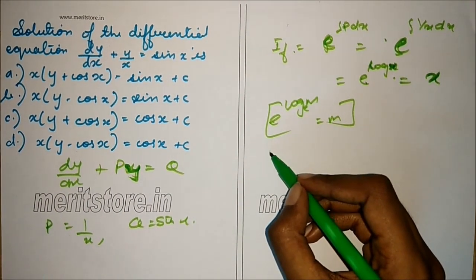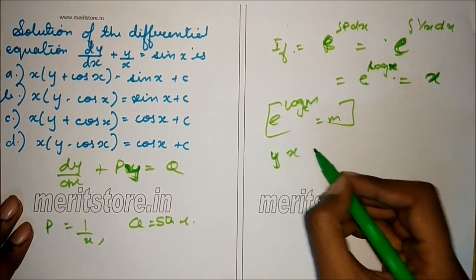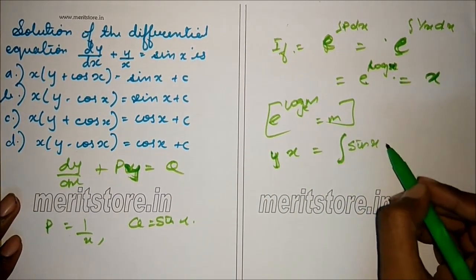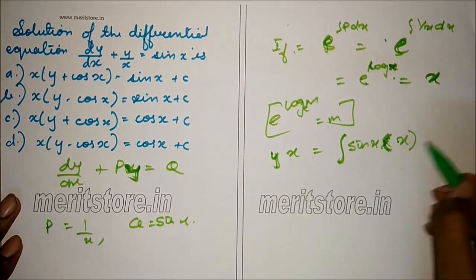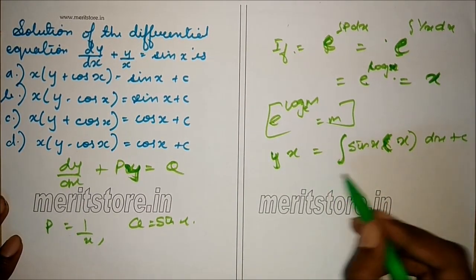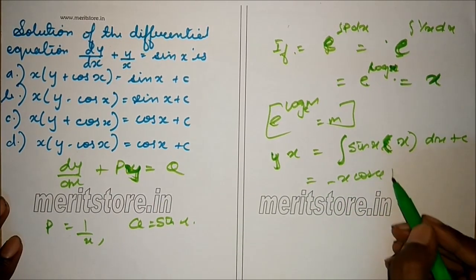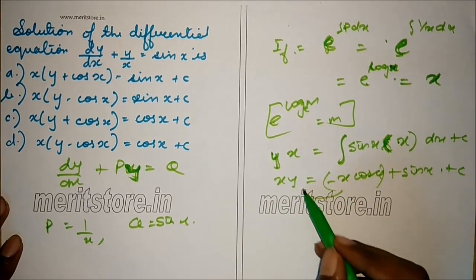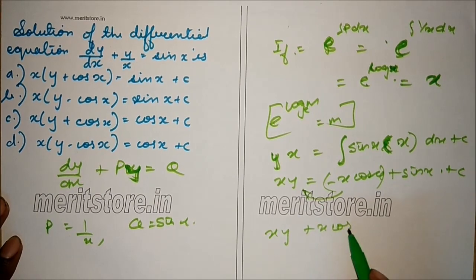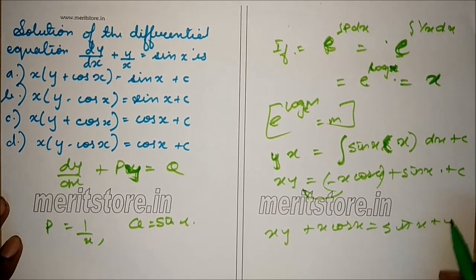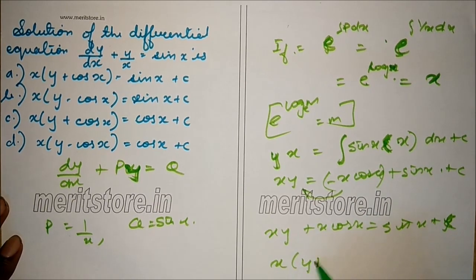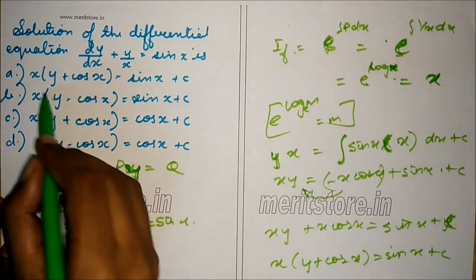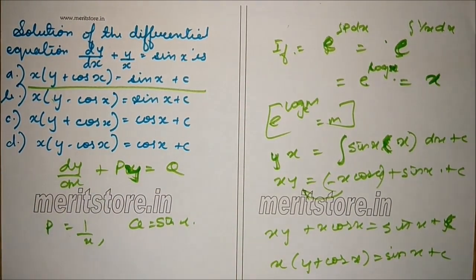So the solution will be y into the integrating factor x equals integration of q, that is sin x, into the integrating factor, dx plus c. So integration of x sin x is minus x cos x plus sin x plus c. So this is xy. Shifting this term to LHS, we get xy plus x cos x equals sin x plus c. Taking x common, we get x into y plus cos x equals sin x plus c, which is option A.